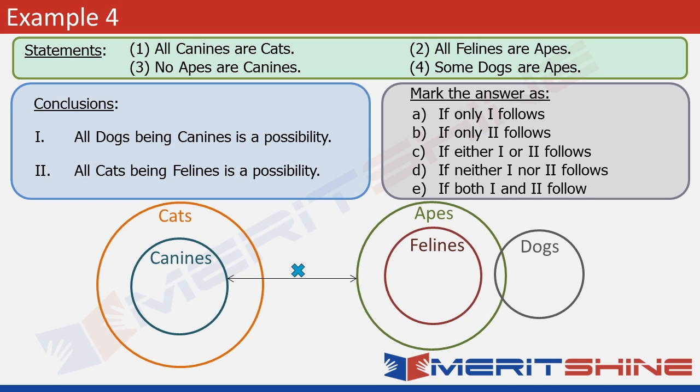Let's go to the next one. Conclusion 1. All dogs being canines is a possibility. We already know that canines and apes cannot overlap. They are disjoint sets and there are some dogs that have to be apes.